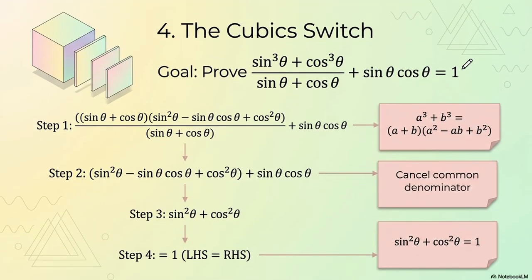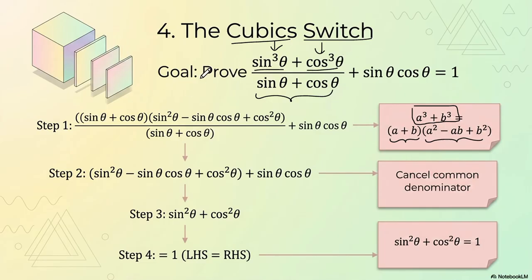The next proof, the cubic switch. So the LHS is now given in the cubic form. In the numerator, sin cube theta plus cos cube theta. So whenever something like this comes, we have to apply this identity, a cube plus b cube. So a cube plus b cube can be written as a plus b into a square minus ab plus b square. So in this case our a is sin theta and b is nothing but cos theta.